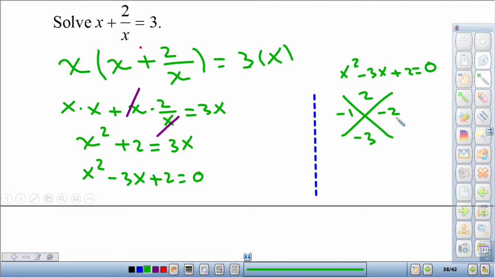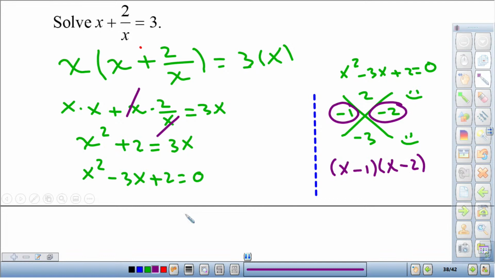Negative 1 times negative 2 is positive 2. That works here. Negative plus negative, yep, that works here as well. And because a is 1, I'm ready. So I'm just going to circle these and move forward. x minus 1 is one of them, and x minus 2 is another one. So you're going to put that equal to 0, obviously.